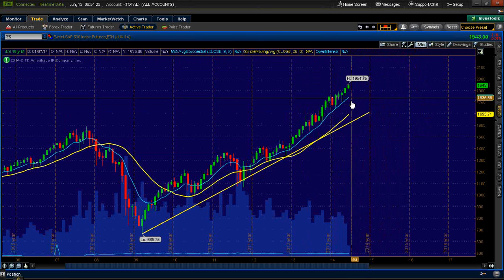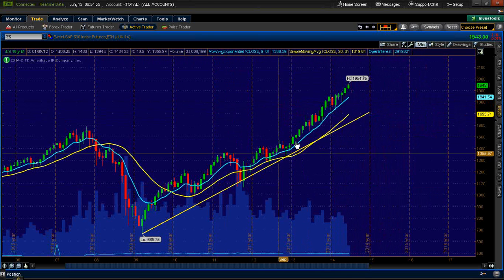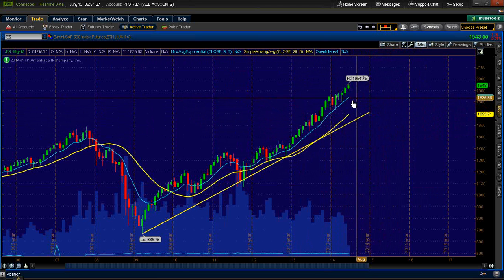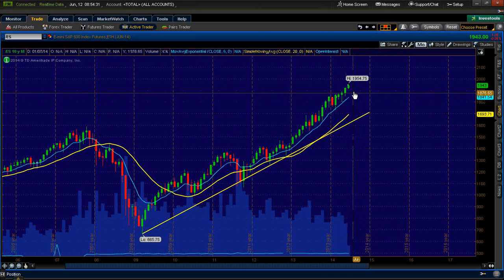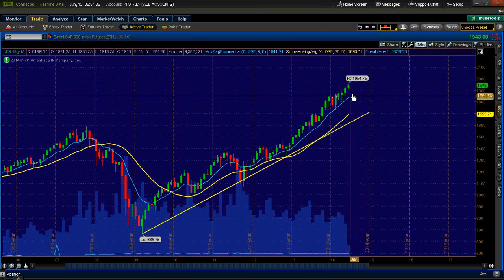So right now we've got good slope and separation on the monthly. Trend has been intact all year long. We've just got this incredible bull market. We are creating a bit of a technical gap against the 9 EMA.